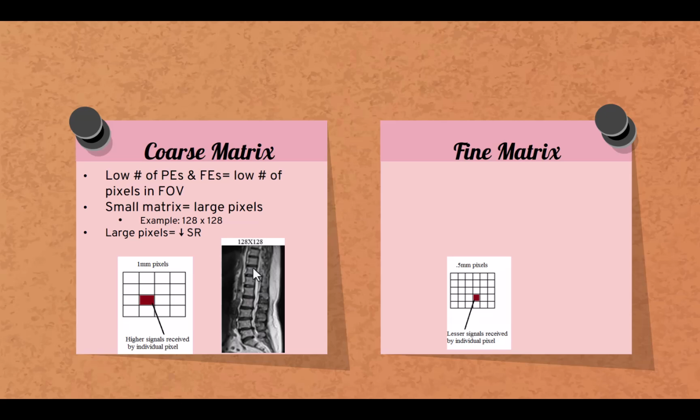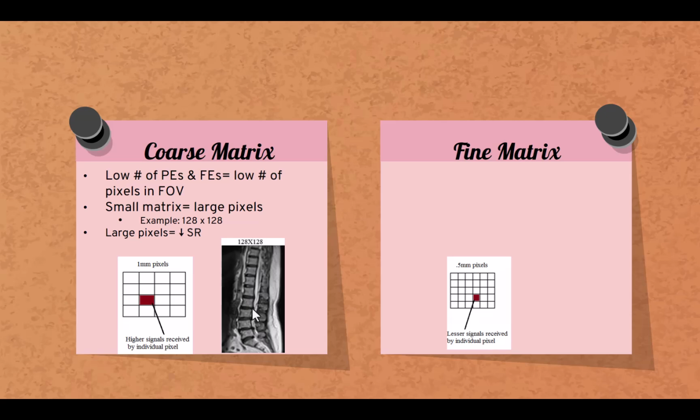As you can see here with that matrix of 128 by 128, it is hard to see the sharp edges of the vertebral bodies. It's also hard to see the sharp edges of the spinal canal. So these structures are starting to blur together, reducing the spatial resolution.